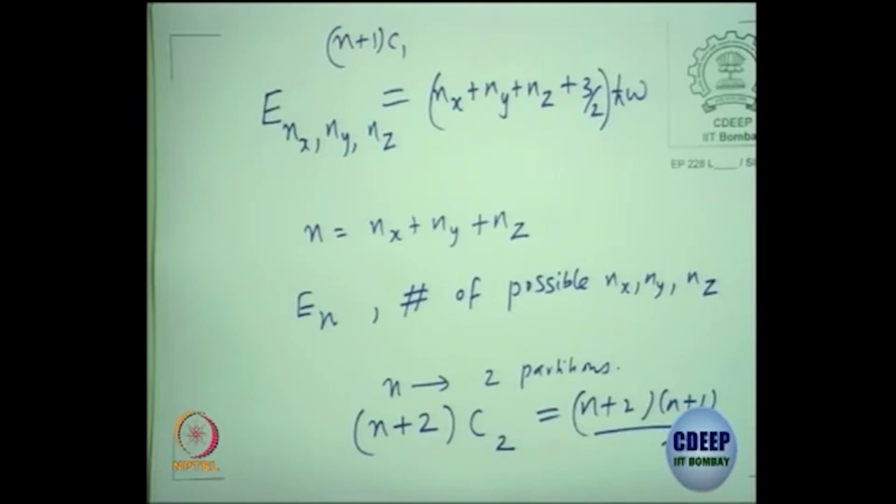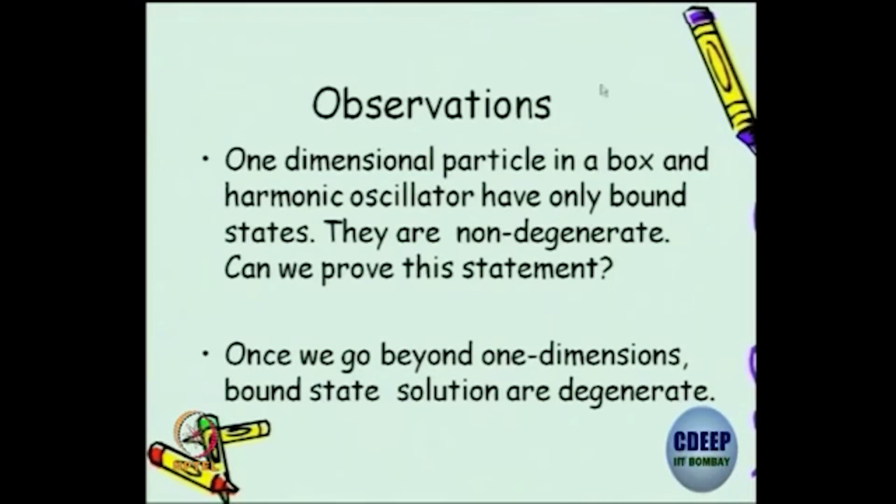Okay. So observations. What are the observations? Is this correct? The 1-dimensional particle in a box and harmonic oscillator have only bound states, that we have seen, with this condition that the energy will always be less than V at plus infinity and V at minus infinity, right? We have also observed that the solutions are non-degenerate.